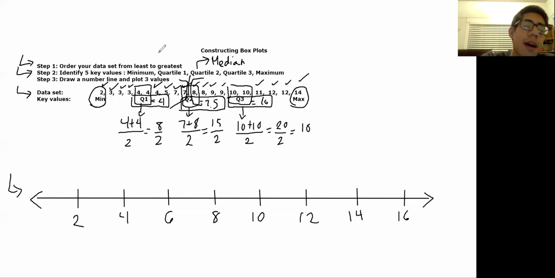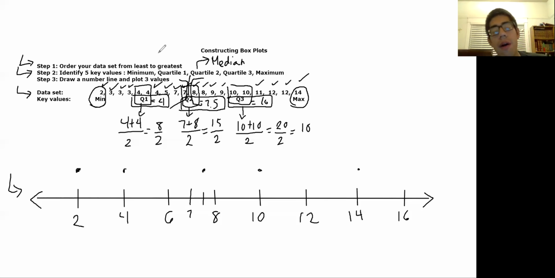So I'm going to put a dot above the 2. I'm going to put a dot above the 4. I'm going to put a dot above 7.5. Now, 7.5 is somewhere in the middle of these two, right? I'm going to guess that it's right there, right? Because this is 7 and 7.5 would be right there. Let's see, 10 would be the next one. And then 14 would be my maximum.